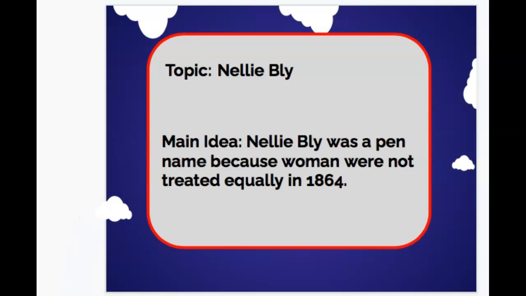Nellie Bly was a pen name because women were not treated equally in 1864. A pen name, right, we know, is just a disguise. They didn't want people to know that it was a woman writing these articles because they didn't feel like they would have gotten the same respect if people knew it was a woman, and people probably wouldn't have read the articles and taken them seriously because women weren't exactly treated as equally as men back then.